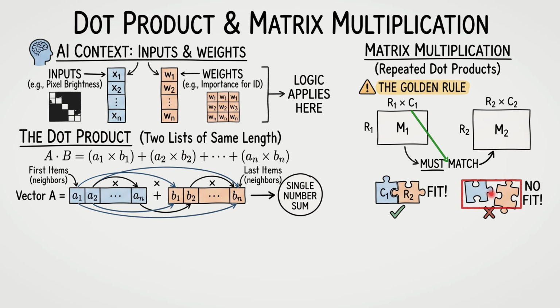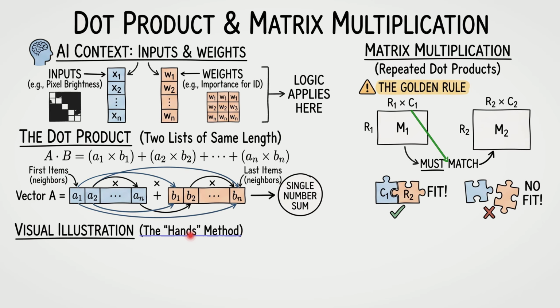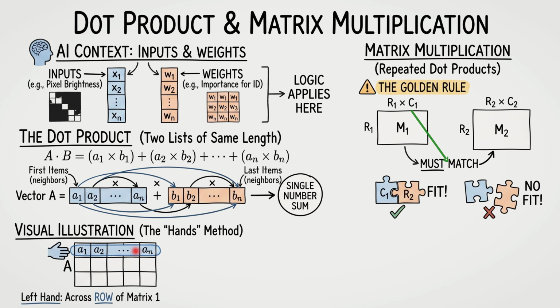To easily visualize this process, imagine using what we call the hands method. Imagine using both your hands to track the numbers. Your left hand moves horizontally across a row of the first matrix.